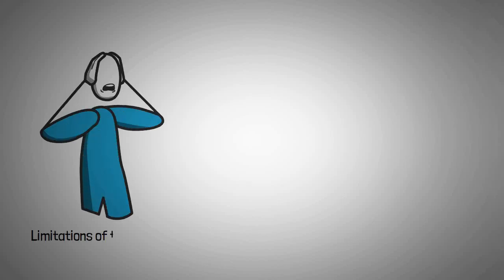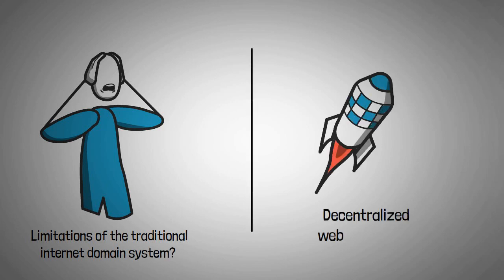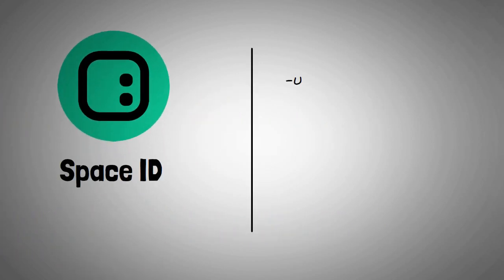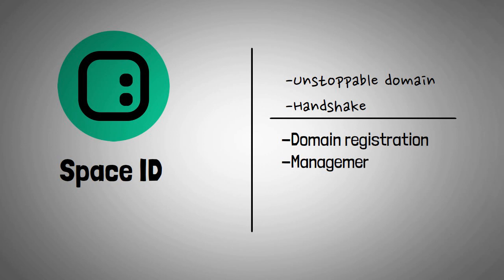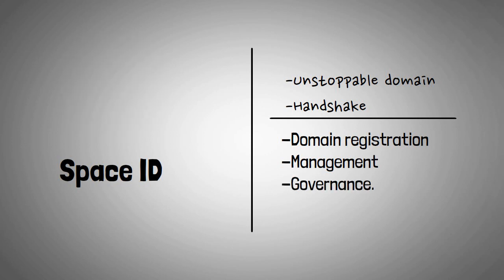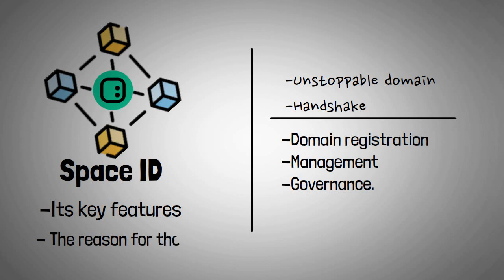Are you tired of the limitations of the traditional internet domain system? Ready to blast off into a new era of decentralized Web3 domains? Space ID and many other projects like Unstoppable Domain and Handshake are revolutionizing the way we think about domain registration, management, and governance. Join us as we take a closer look at the Space ID ecosystem, exploring its key features and discovering why it's quickly becoming one of the most innovative and exciting projects in the crypto space.